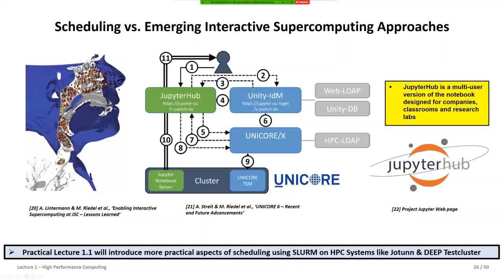One technology that realizes this is UNICORE. It gives access together with JupyterHub and then the Unity identity management for this. And we will have some examples in the course when we come to data science problems using HPC, but it is a larger area of supercomputing to make it more interactive these days, to maybe steer parts of the supercomputing simulation during runtime and to have an interactive channel.